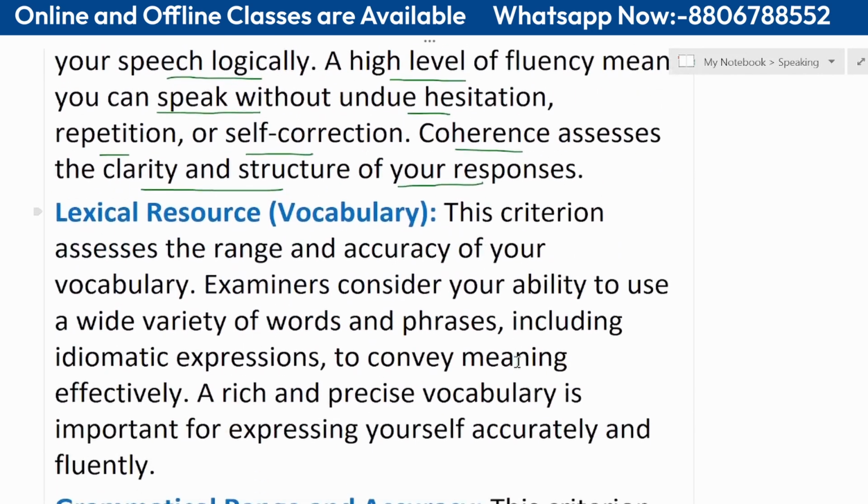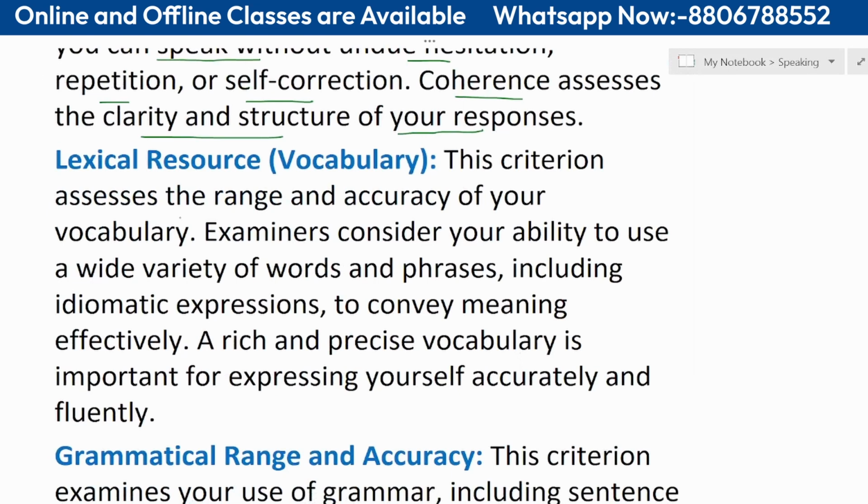The second criterion is lexical resource, which is vocabulary. This criterion assesses the range and accuracy of your vocabulary. Examiners consider your ability to use a wide variety of words and phrases, including idiomatic expressions, to convey meaning effectively. A rich and precise vocabulary is important for expressing yourself accurately and fluently.